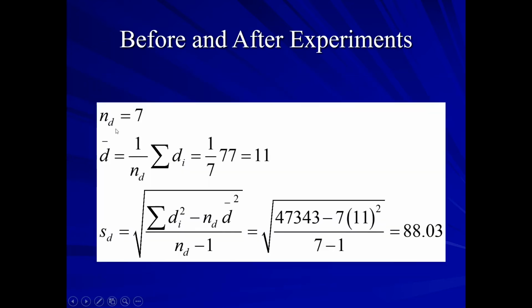And so our number of differences is 7. D bar is 1 over the number of differences times the sum of the differences. So if I add up the differences, I get 77. I divide by the number, which is 7, and I get a mean of 11. If I take the sum of the squared differences, that is 47,343, minus the number of differences, that's 7, times the squared mean, 11 squared, divided by 7 minus 1, and I take the square root of that, I get 88.03.